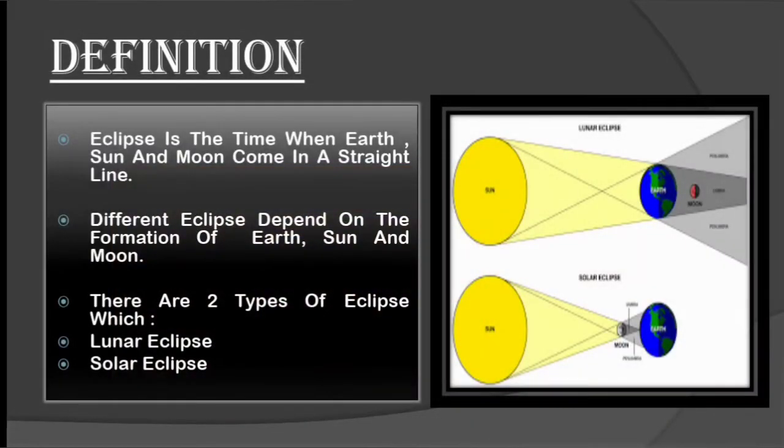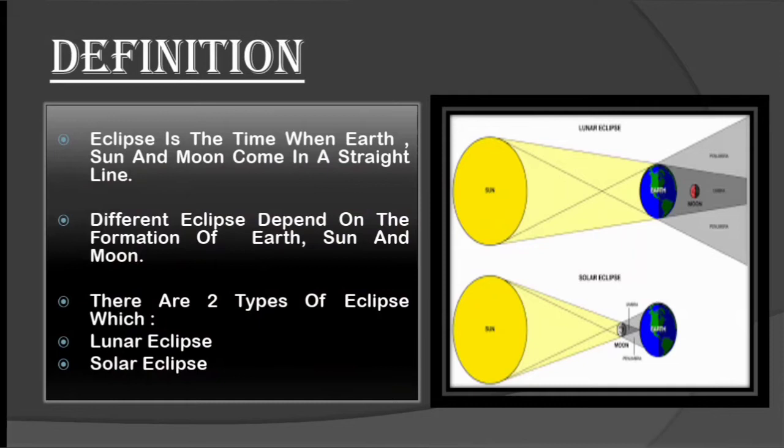Definition. Eclipse is a time when Earth, Sun and Moon come in a straight line. Yes, it's a time when Earth, Moon and Sun come in a straight line. Straight line in the sense that when Earth and Moon rotate with each other around the Sun in a fixed orbit, they will be moving around the Sun. Of course, there will be a time when the three of these terrestrial bodies will come in a straight line.